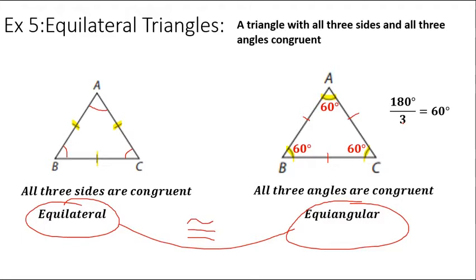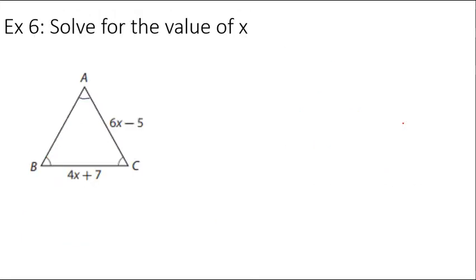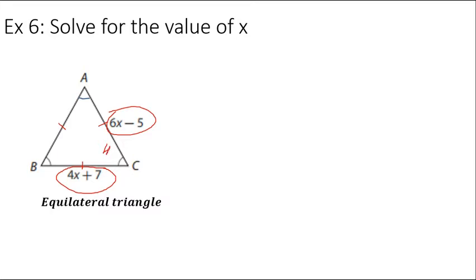Okay, next one, example 6. Again, you want to solve for x. Remember here, all three angles are equal, which means all three sides are congruent to each other. So this is an equilateral triangle. What I can do is say that this side and this side equal each other, so I set up an equation: 6x minus 5 equals 4x plus 7.